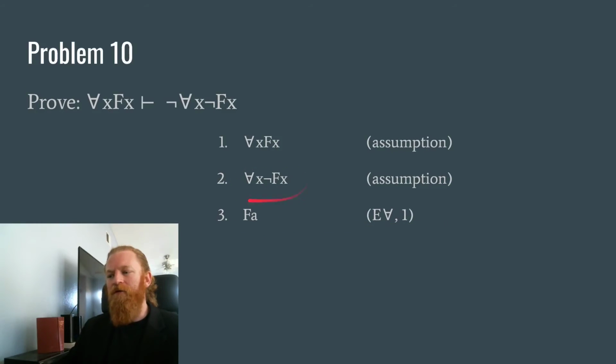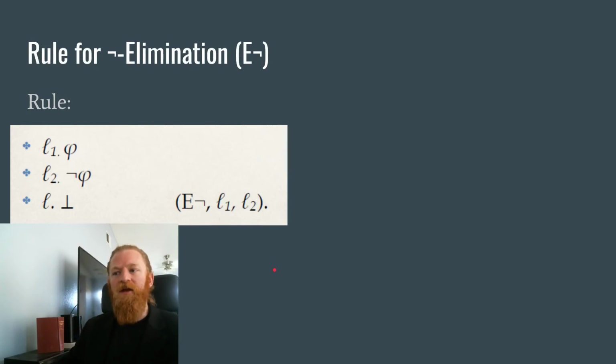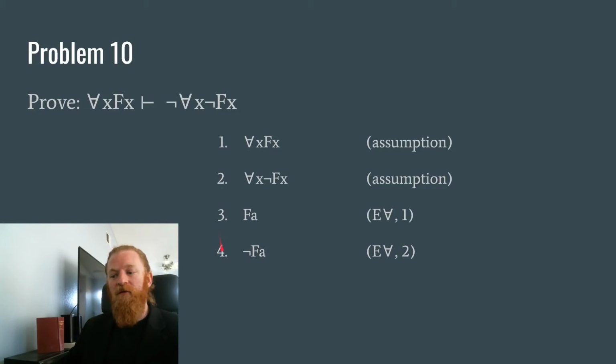What would the elimination of the universal on line 2 get me? It would get me not FA. Now that actually gets me somewhere, because what I wanted was a contradiction. Remember, I'm trying to use the introduction of negation rule, which means I need to get a falsum. How do I get a falsum? That's where my elimination of negation rule comes in. Notice, if I have phi on one line and not phi on another line, that allows me to write the falsum sign on a new line. Well, that's precisely what I have on line 3 and 4. I have FA and then I have not FA. So now I know that I can write falsum using the elimination of negation rule.